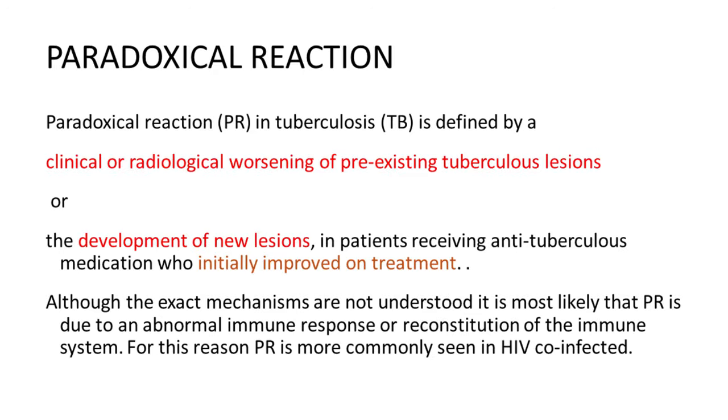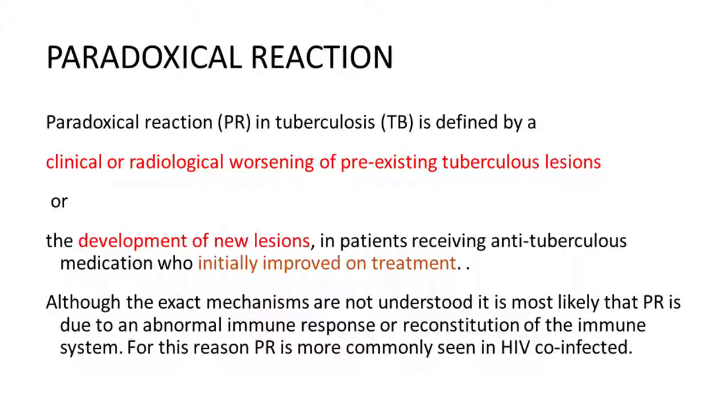Paradoxical reaction in tuberculosis is defined by a clinical or radiological worsening of pre-existing tuberculous lesions or the development of new lesions in patients receiving anti-tuberculous medication who initially improved on treatment. So most important is that this patient was initially improving on treatment, and then later there was a clinical or radiological worsening of pre-existing lesions or new lesions were developing.